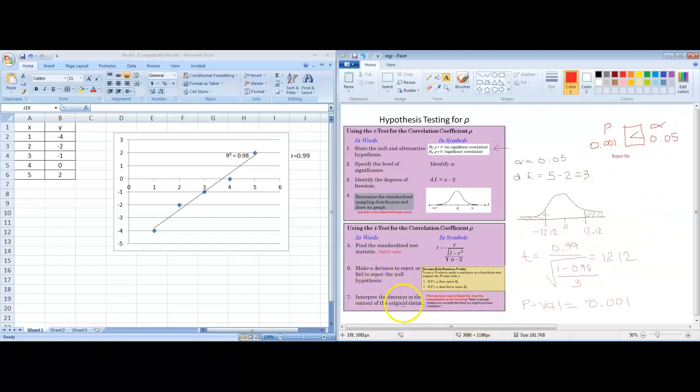Then step 7 says to make sense of your decision and the original claim. Basically, here's what you need to understand. If you rejected H0, and that's what happened here, it means that the scatter plot is really a line. In statistics, we say there is enough evidence to conclude that there is a significant linear correlation. In layman's terms, this scatter plot is really a line.